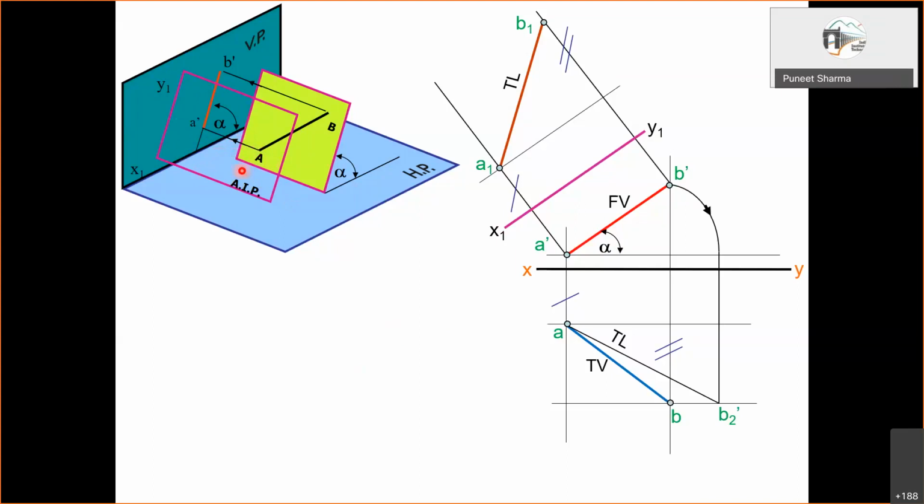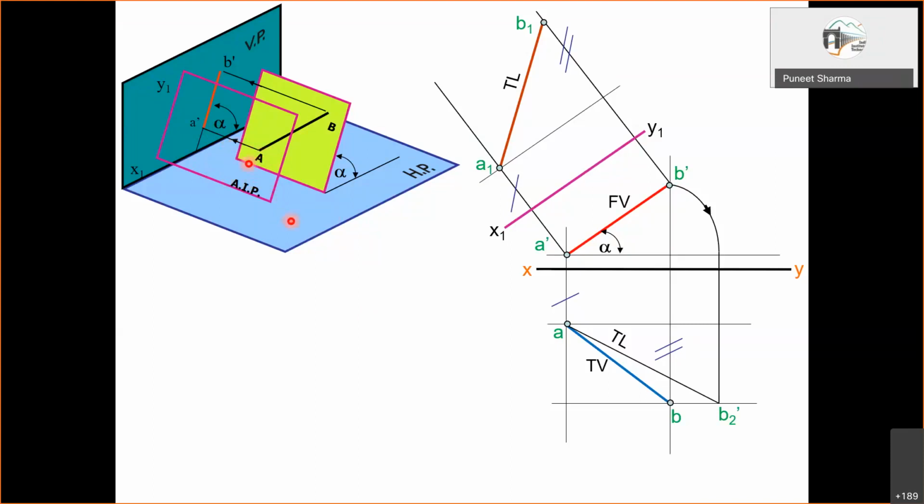So this fact we are making use of, right? Since this auxiliary inclined plane is also parallel to this A, right? And the horizontal plane is also parallel to this A dash A. So when we draw the top view on the horizontal plane or on this auxiliary inclined plane, in both cases this distance will be exactly the same, right?